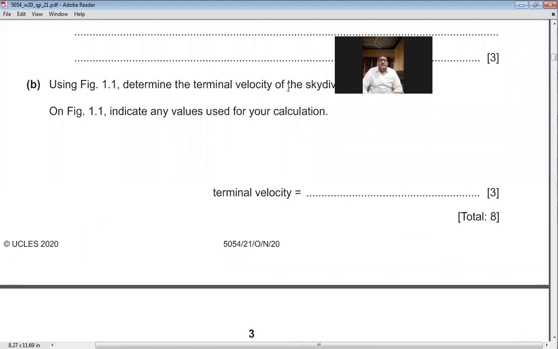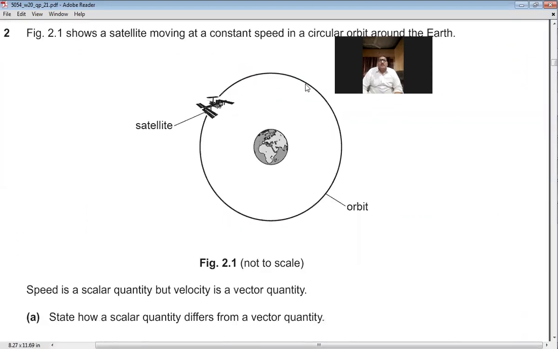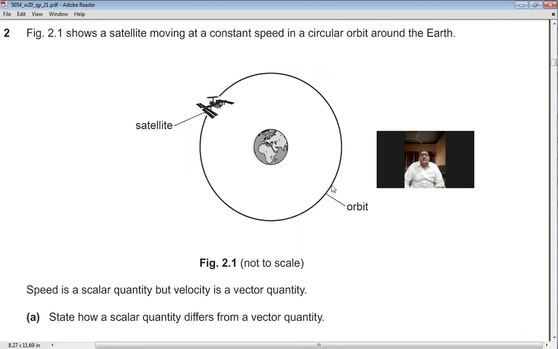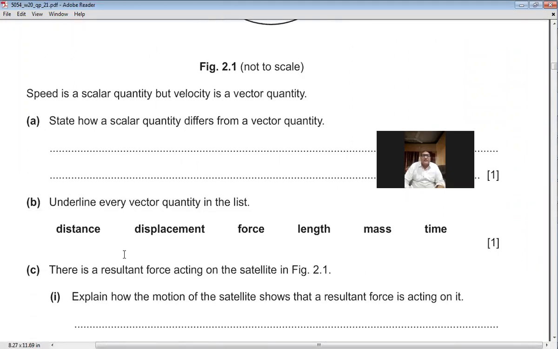Okay, let's move to the next question. The next question showing on your screen: figure 2.1 shows a satellite moving at a constant speed in a circular orbit around the Earth. In this figure, you can see we have the Earth, and around it a satellite is orbiting. The first question is coming on your screen.